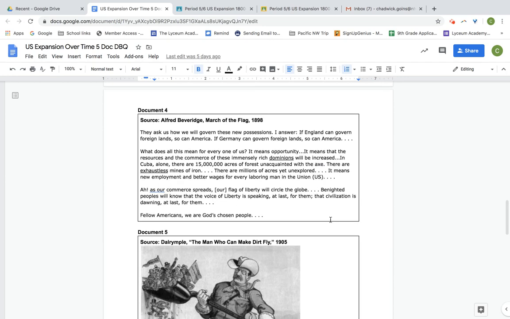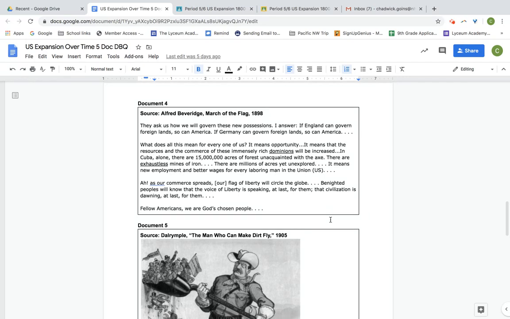Yeah, keep that in mind also, justification. A lot of it we consider divine providence or God-given right for Americans to expand. Some people have mentioned the term social Darwinism, which I think is applicable in that time frame as well. And social Darwinism also applies to your next document, document 4.